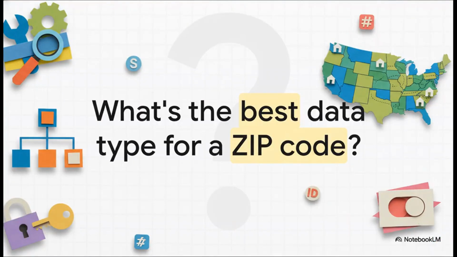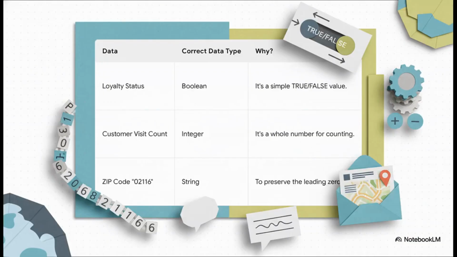Which brings us right back around to where we started, that original mystery. We've got our toolkit, we've got our decision-making process. Let's solve this thing once and for all. What is the absolute best data type for a zip code? And here it is, the big reveal. A zip code is best stored as a string.